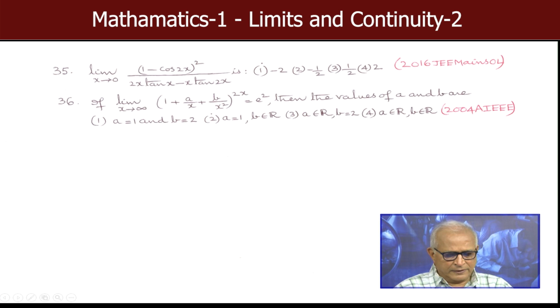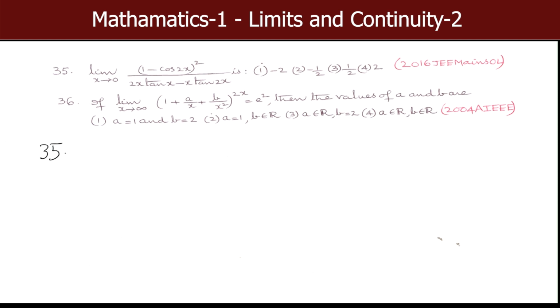Okay, next 35. Same paper, online paper, 35. Limit 1 minus cos 2x whole square by 2x tan x minus x tan 2x.